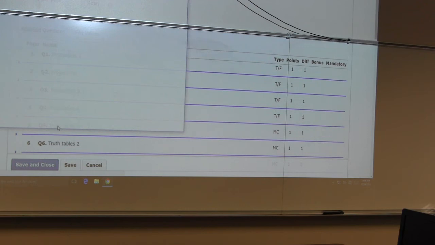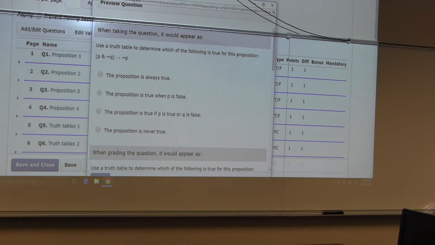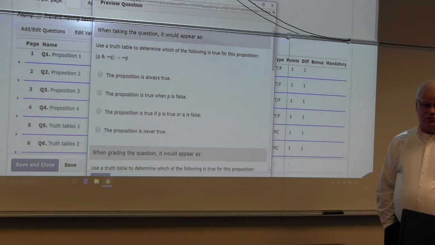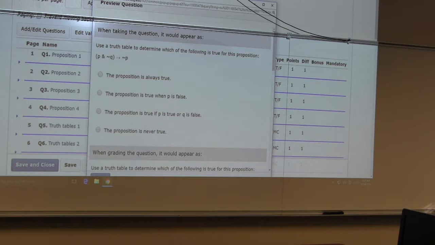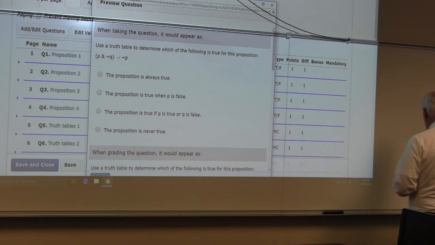Okay, so, in looking at this, P and not Q implies not P. Is that going to be always true? Well, we've got to look at truth tables, don't we? So let's put together a truth table for that. What do we need in the truth table? Well, we need P, we need Q, we need not Q, we need P and not Q, and then we need P and not Q implies not P, right? Shouldn't there also be one for not P? Yeah, maybe we should have one for not P as well. Let's just do it this way.